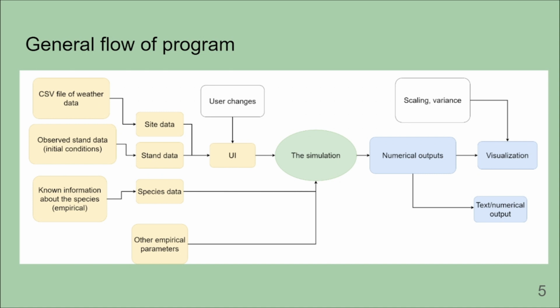Here's sort of a general flow of the program. Over here on the left, you're seeing all the input parameters come in, which I like to describe as site data, stand data, and species data. Species data being empirical information about the species and how it reacts to different conditions. Stand data being basically the initial conditions of your stand, and site data being mostly weather and climate data. Then the user can make changes to all of this, and all of those input parameters go into the simulation, which produces a set of numerical outputs that I use to just produce some normal numerical output as well as my visualization.